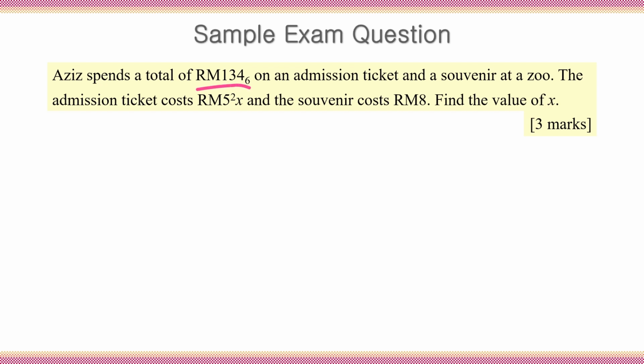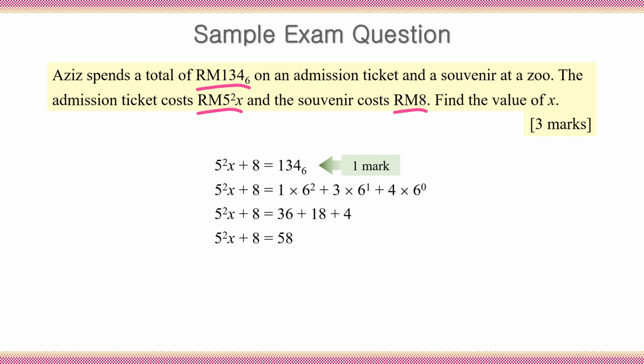The total amount spent is in base 6, while the unit prices of the admission ticket and the souvenir are in base 10. Write down the relation. 5 squared x plus 8 is equal to 13 for base 6. You will gain 1 mark for writing the relation.